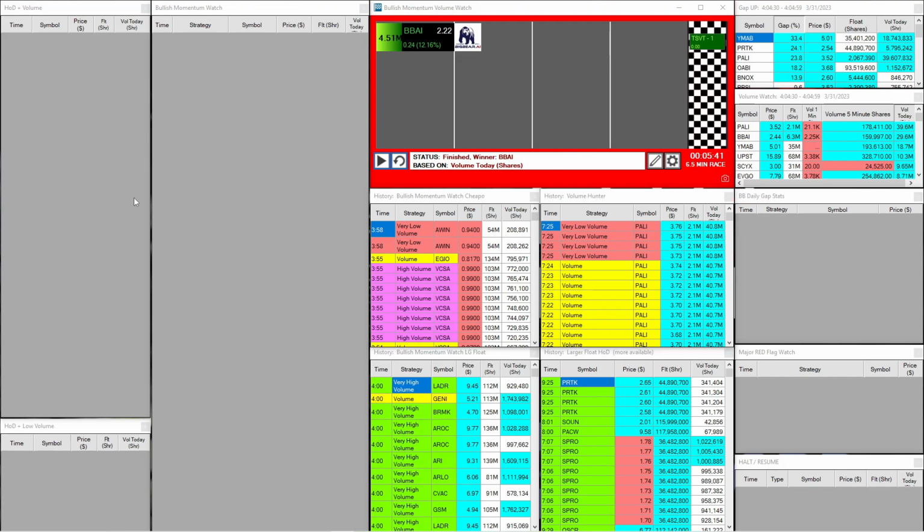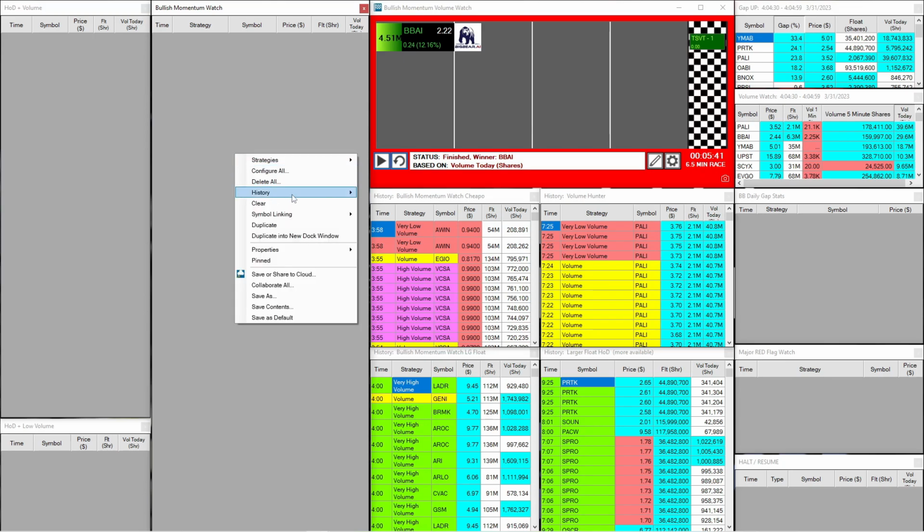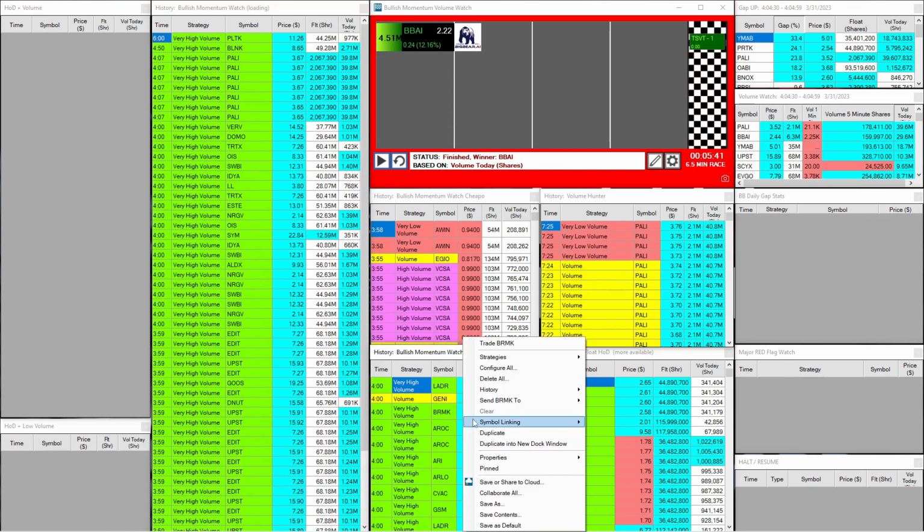All right, so now we have the bullish momentum watch scanner. This is a personal favorite, guys. This is my personal favorite scan that we have available. And let's go over some of the history. Let me get rid of the alerts over here so you guys know exactly which one I'm looking at.